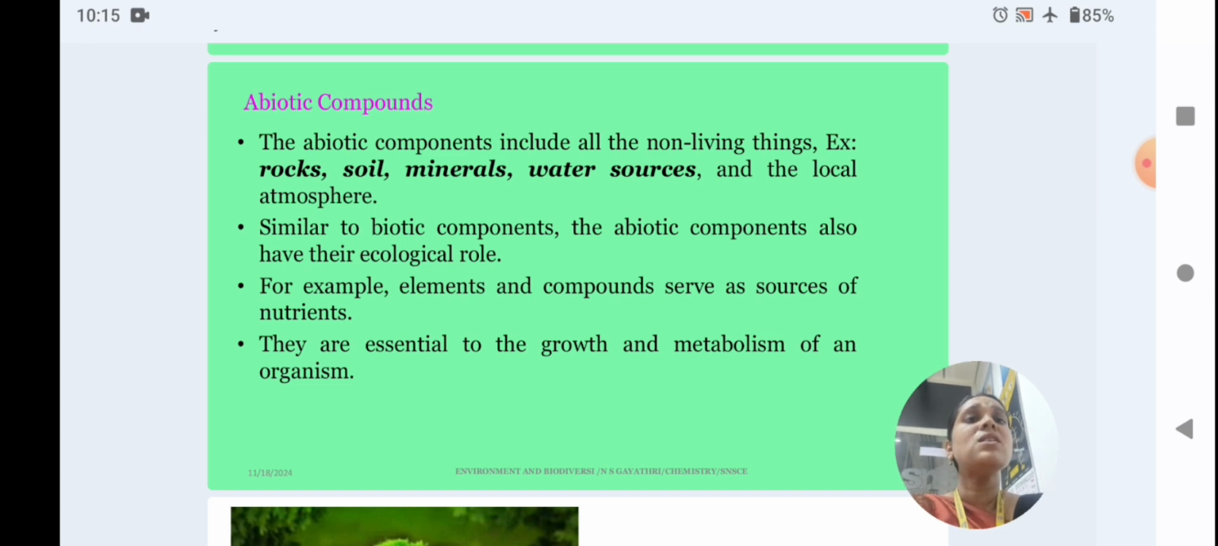For example, both elements and compounds serve as a source of nutrients. They are essential to the growth and metabolism of organisms. For example, for photosynthesis of the plant we need sunlight. That is not a biotic component, that is abiotic. So it is essential to the growth and the metabolism of the organisms. So both biotic and abiotic are needed.